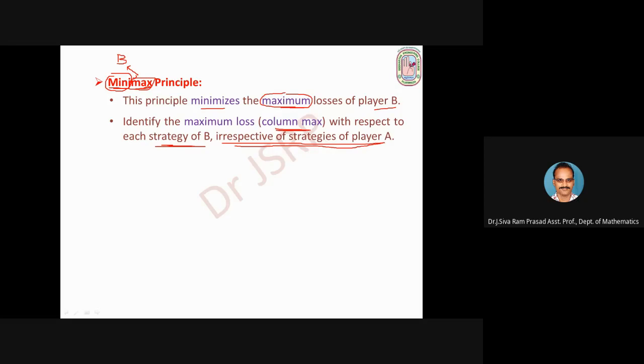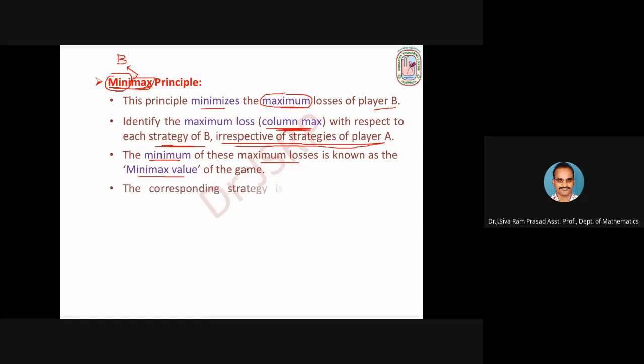Okay, so remember the payoff matrix is with respect to player A. So the entries represent gain for player A and loss for player B. If positive entry, then it represents gain for A and loss for B. If it is negative entry, it represents loss for player A and gain for player B. Okay, so column wise, we take the maximum value. So the minimum of these maximum values is called as minimax value. So the minimum of these maximum losses is known as minimax value of the gain.